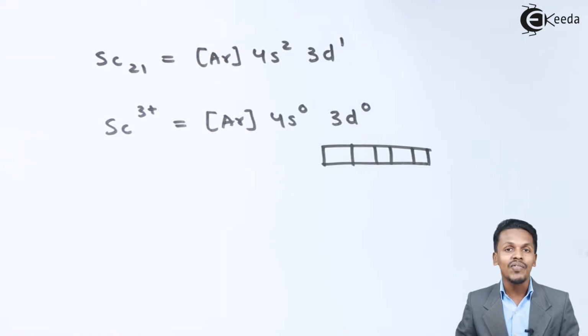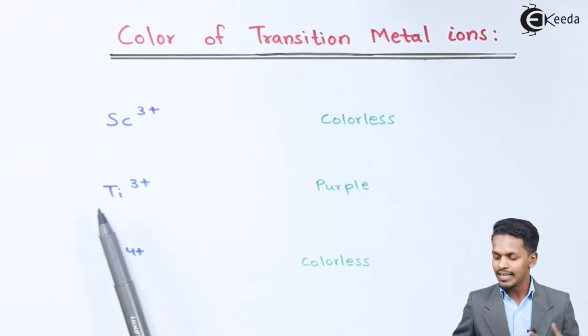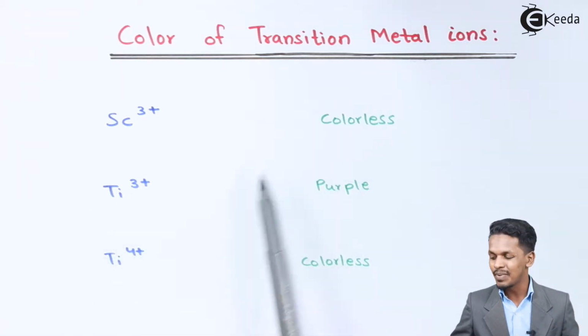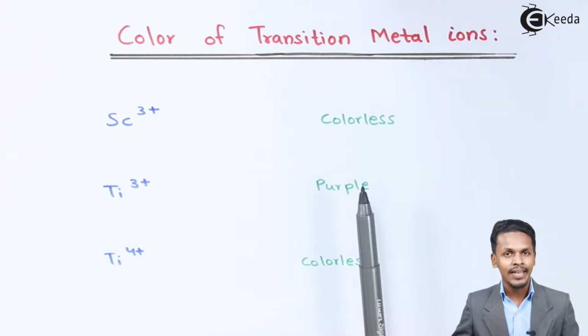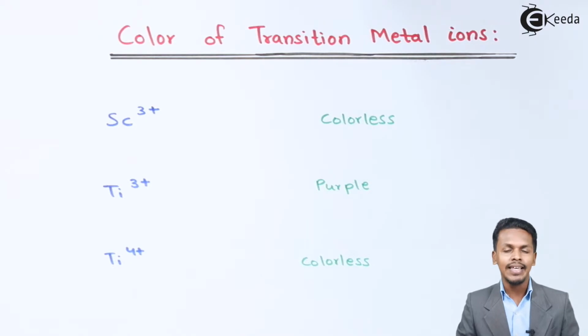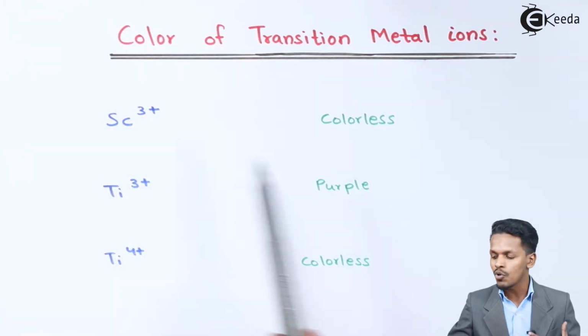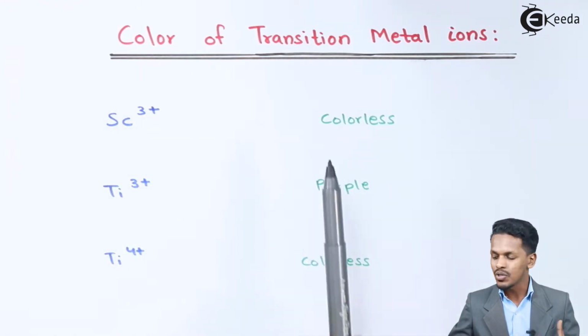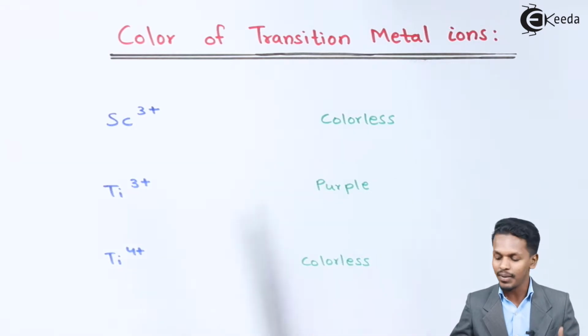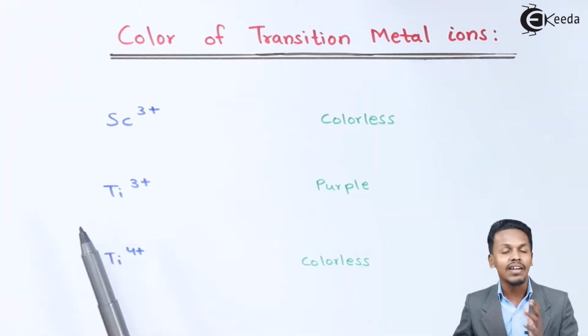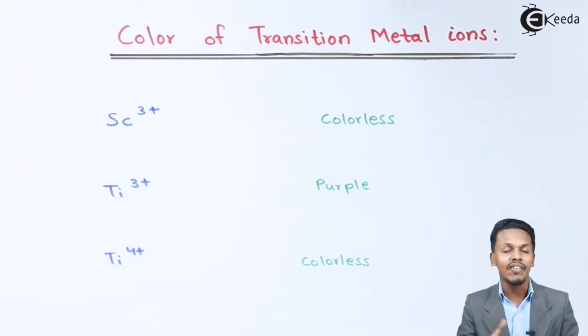So this was one of the reasons, and now let me talk about the next one. The next ion, Titanium 3+, is purple in color. Let me elaborate on why it gives a color, and why not Scandium 3+. We have understood that Scandium 3+ does not exhibit a color because of the empty d orbital, but now let us understand why the Titanium 3+ ion gives color.